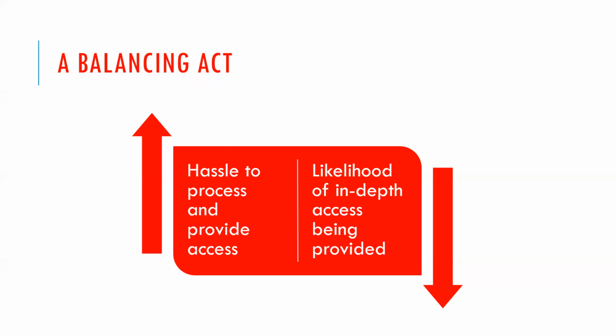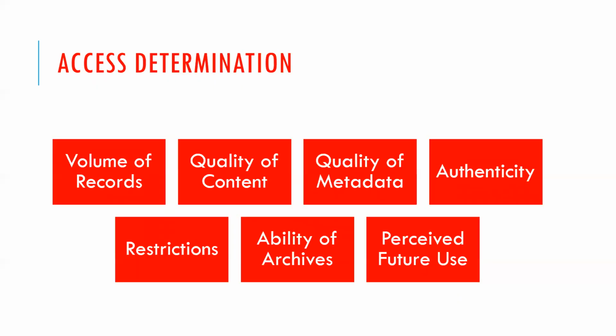And you connect this balancing act to these different criteria, which are actually pretty similar to how deeply collections are processed. So some of the things that we talked about last week when we talked about levels of processing and how deep or specific processing might be, the same is true with online access. So volume of records: if a collection is huge, then that makes it less likely that a whole collection is going to be scanned and placed online.